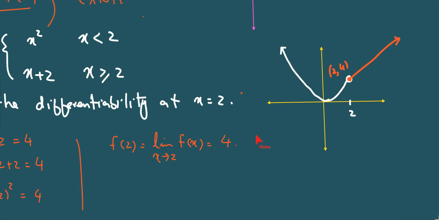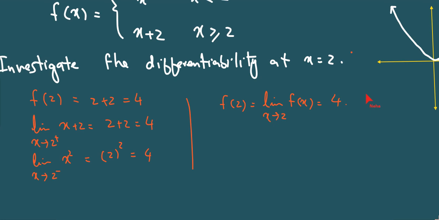Okay, so now you can see graphically, mathematically, it's been clear that the function is continuous at 2, right? So there is no doubt related to that thing, right? So now we have to check that. Still, I'm not sure whether it is differentiable or not. So let's take the problem further.